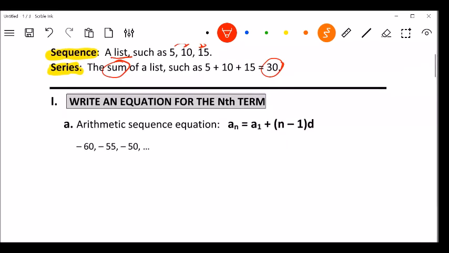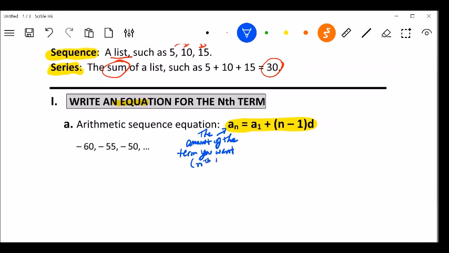Let's go and take a look at the equation for basically all sequences. And let's focus on what each of these things mean. This one is the amount of the term you want. We call it generally the nth term.